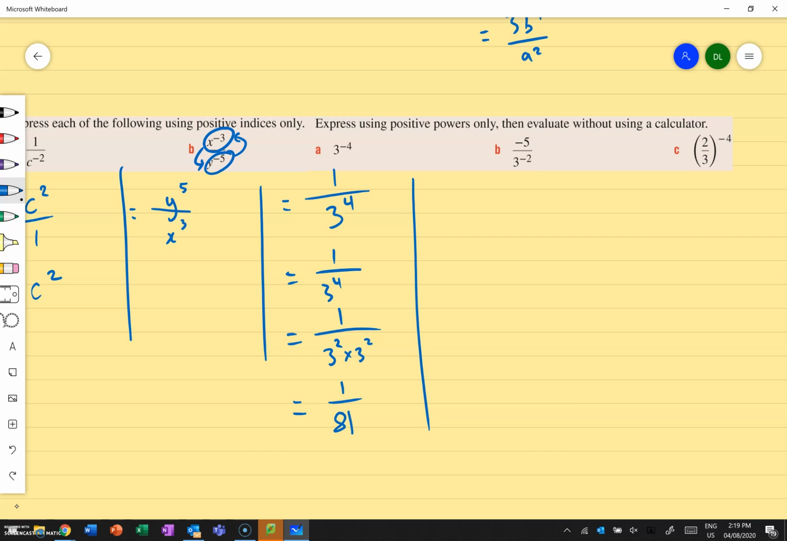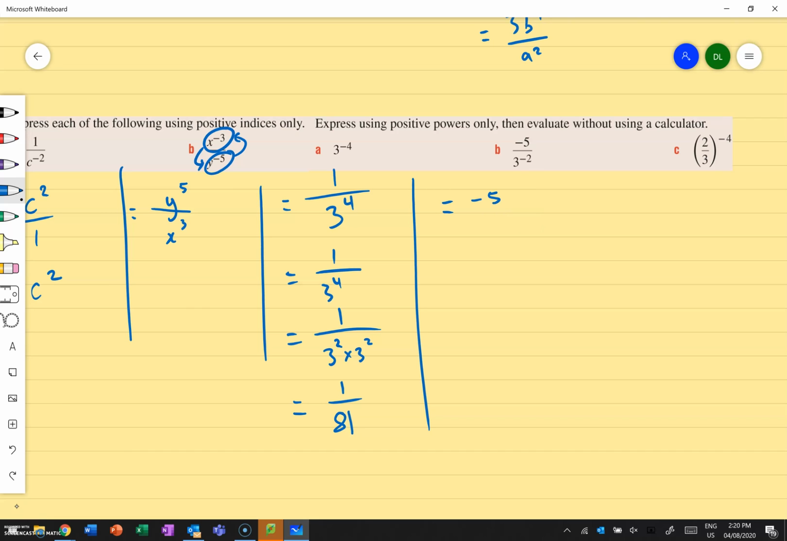Up next, I've got negative 5 over 3 to the power of negative 2. It's quite straightforward in the sense that it's the same as the other ones. So I've got negative 5 on top. I'm going to ignore that. I've got 3 to the power of negative 2. Now, if I've got 3 to the power of negative 2, I'm going to move it to the other side of the fraction. And then I'm going to change the power to a positive one.